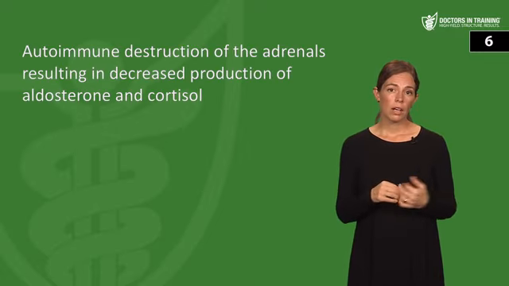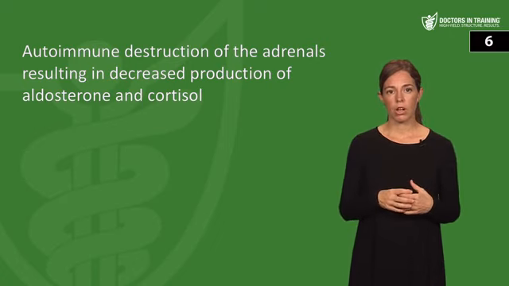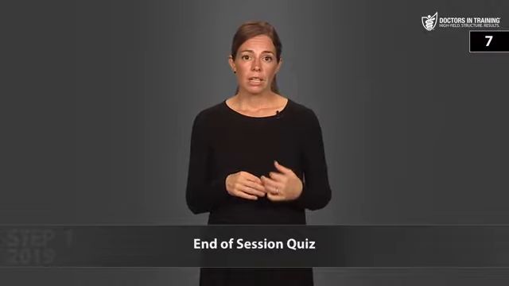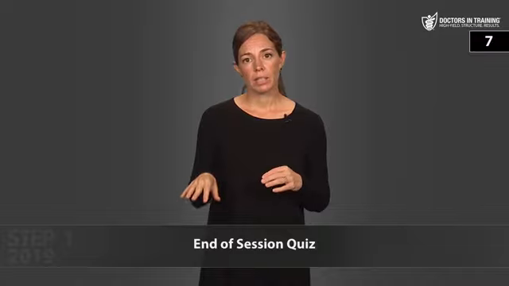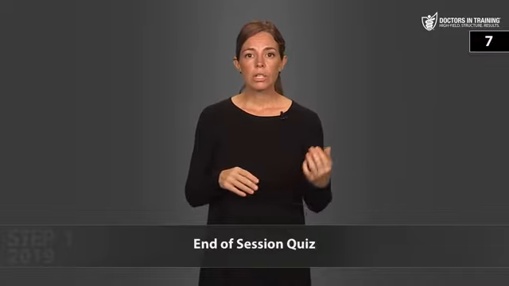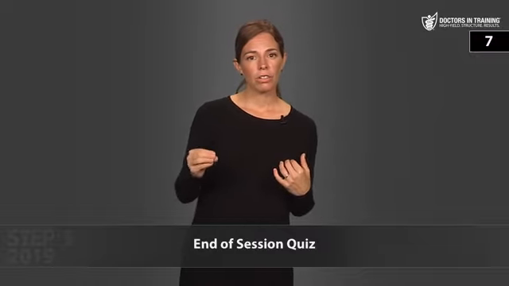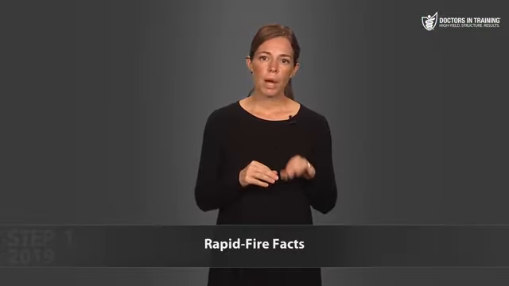And what is the cause of Addison's disease? It's most commonly autoimmune destruction of the adrenals, resulting in decreased production of aldosterone and cortisol. Next, a 30-year-old man is undergoing an evaluation for hypertension. He has a history of multiple episodes of hypokalemia. Laboratory studies show decreased serum potassium of 3 despite replacement and metabolic alkalosis. What is the most likely cause of hypertension in this patient? Primary hyperaldosteronism.